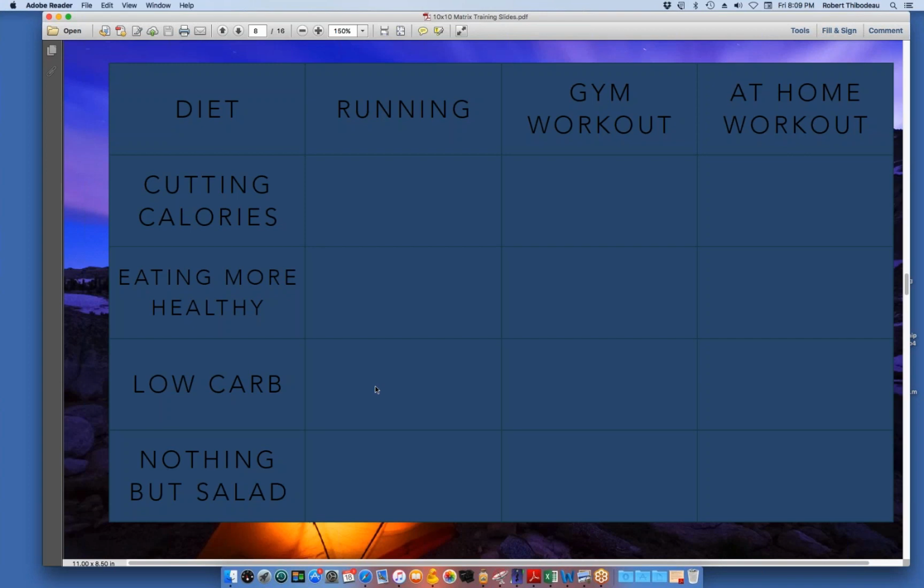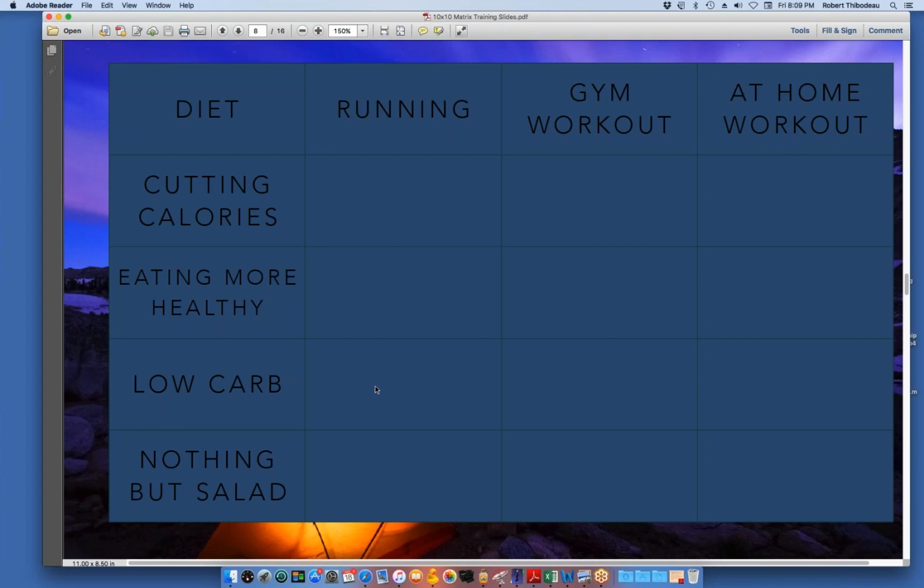And in the example I have on the screen, you got cutting calories, you got eating more healthy, you got low carb diets, you got one that I don't recommend, but I've used many years ago, was nothing but salad. All I ate was salad. I was like a bunny rabbit. I mean, it worked. I lost weight. Didn't grow long ears, but I think I had the beginning of a tail. I don't know, but anyway, that's what you do.